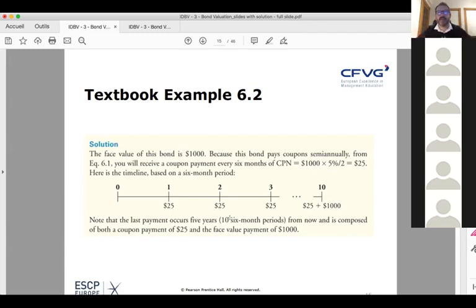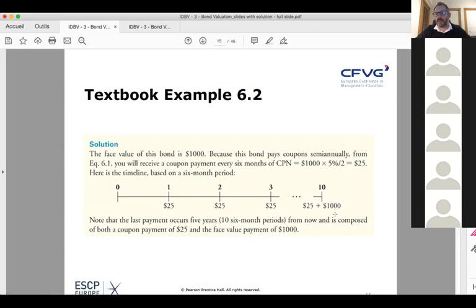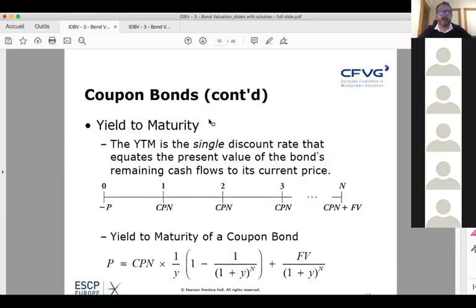So here now it's very clear. We're going to receive 25 ten times, and then we're going to receive 1,000 one time in period 10, and periods 1 to 10 are semi-annual. So we must not forget to consider that we have a semi-annual yield to maturity that's going to be calculated.